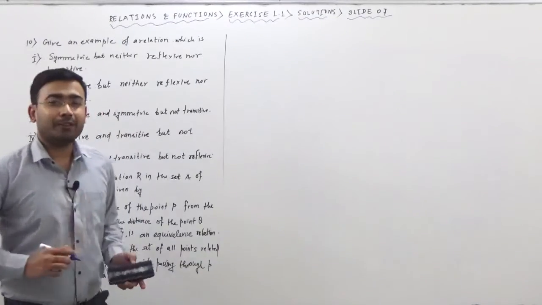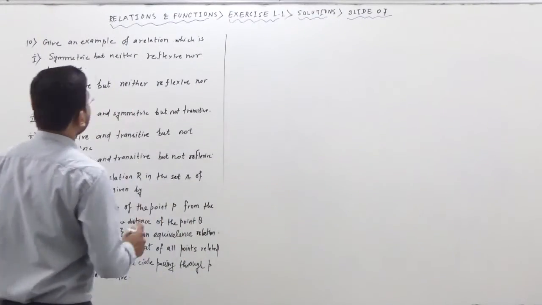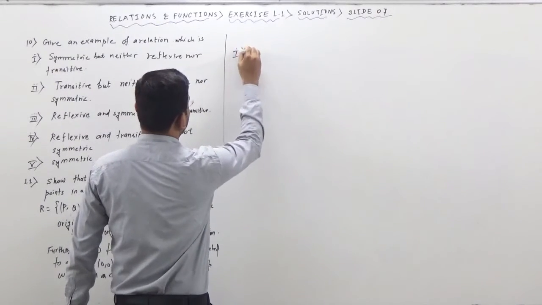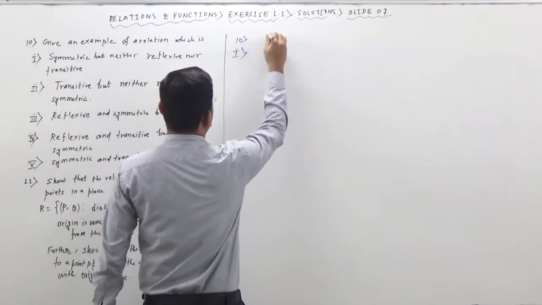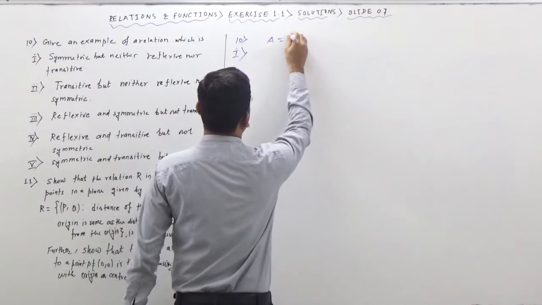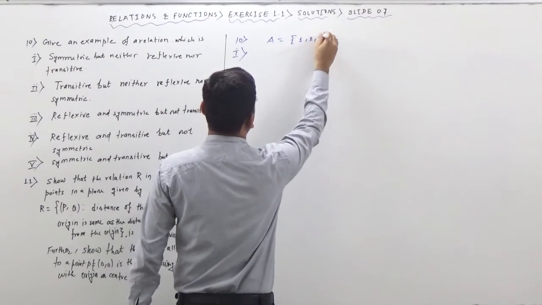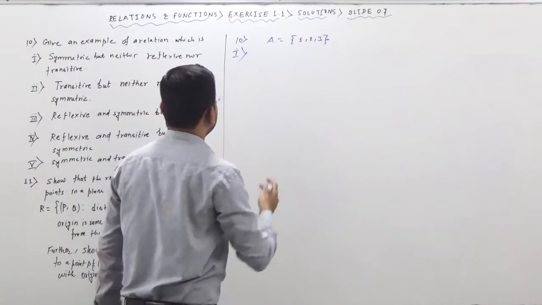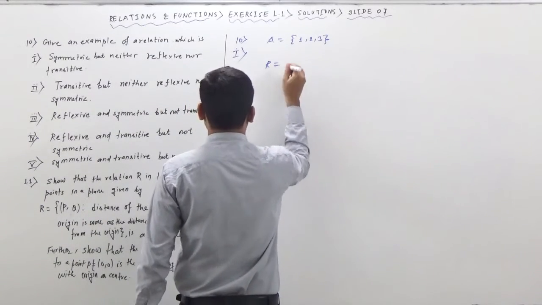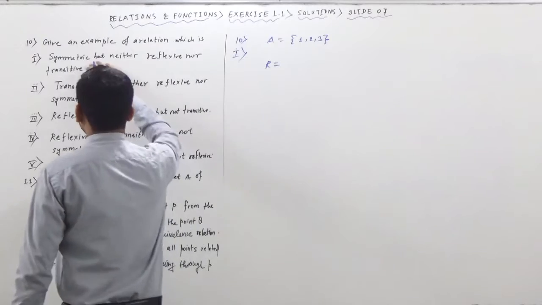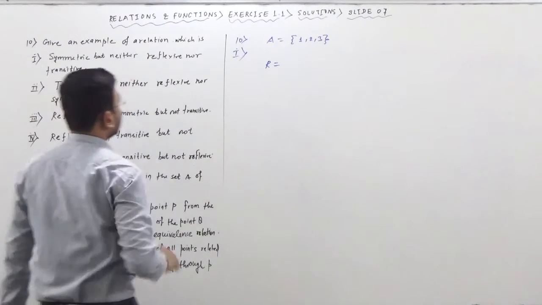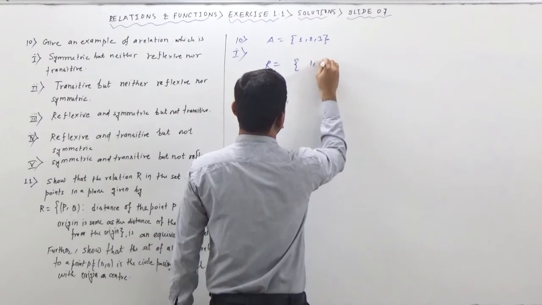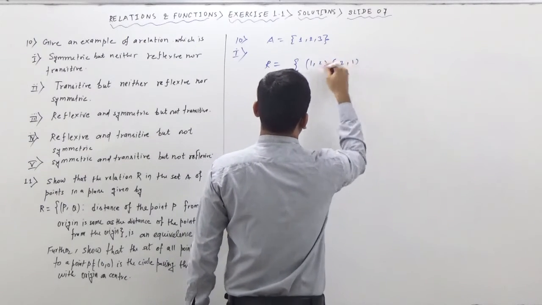Moving to the next, we are going to take question number 10. What does it say? Give an example of a relation. If you have to find a relation, first of all you have to define a set. So let us suppose we are defining a set which has the elements 1, 2, 3. It's not compulsory to take 1, 2, 3. I have taken some elements in this set A, and from here we are defining a relation. What it says is: symmetric but neither reflexive nor transitive. So it needs to be symmetric, meaning (A, B), let us suppose (1, 2), then (2, 1) I am keeping over here.